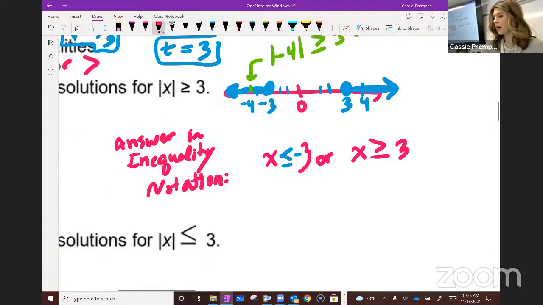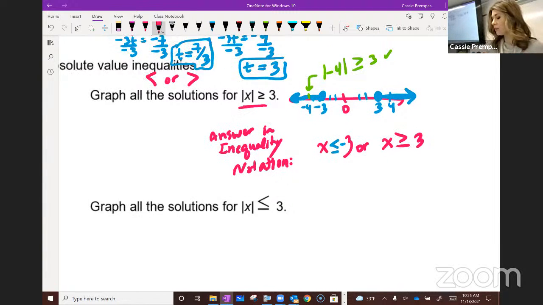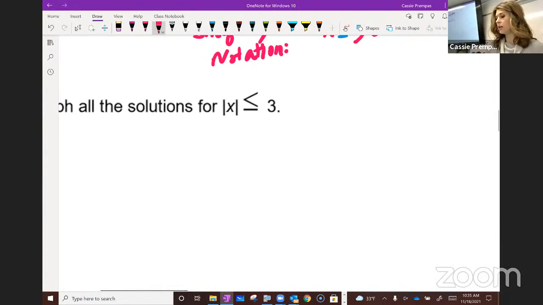Oh, to graph the solutions that meet this condition. And so Ava graphed these, but now I'm asking what would the answer be in inequality notation? And we would say this: all the values of x have to be bigger than or equal to 3, or all the values of x have to be less than or equal to -3. Okay. All right, now let's do the same thing that we did for the previous one.